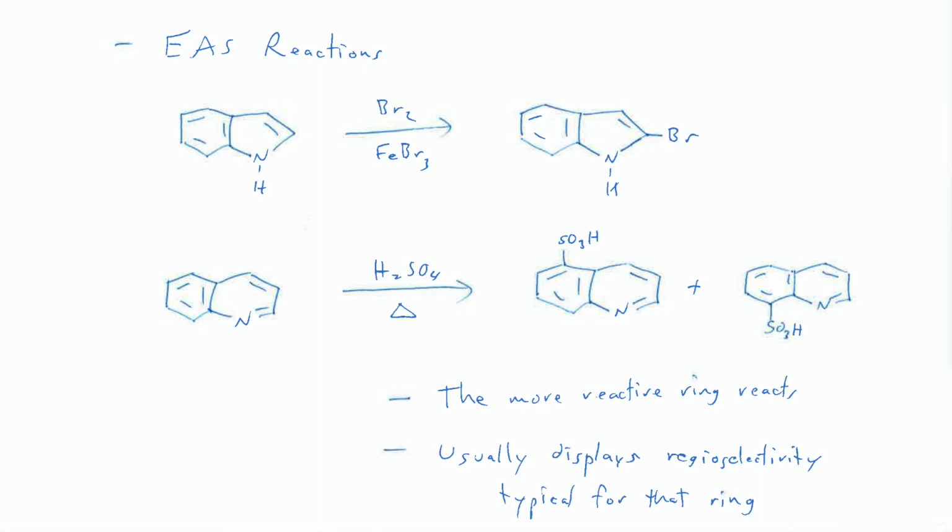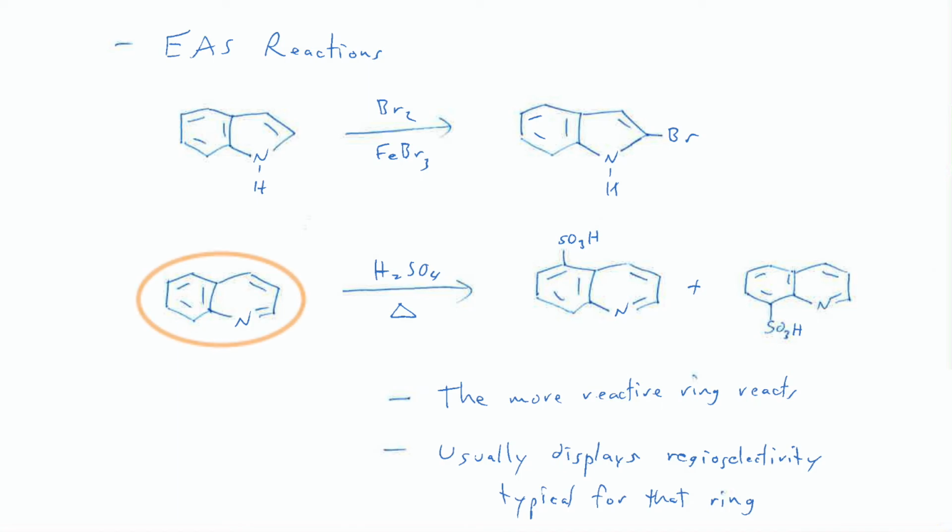We also know that pyrrole prefers to react in an EAS reaction at the 2 position. And so when we combine those 2 pieces of information, that pyrrole is more reactive than benzene, and that pyrrole prefers to react at the 2 position, we know exactly where the halogen is going to go in our product. It's going to go on the 2 position of the more reactive pyrrole ring.